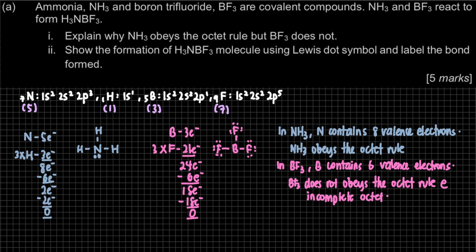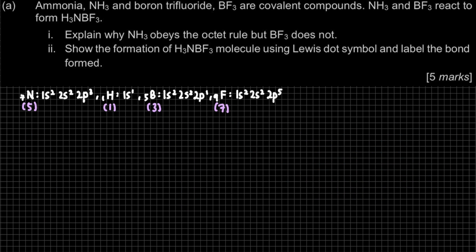So to explain, actually you have to draw first. Then once you draw, you can see that for the N, it will achieve octet. For B, it does not. Okay, so that's for question A. Question 2: show the formation of NH3 BF3 molecule using Lewis dot symbol and label the bond formed.